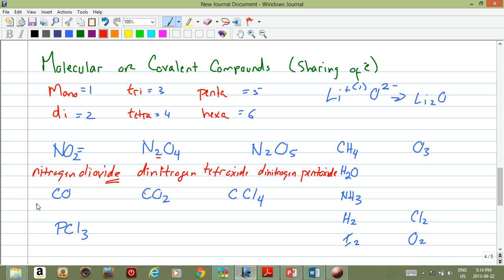This is carbon monoxide. This is carbon dioxide. So you notice that if the first element has only 1, you don't need to write mono. It's implied that if you don't say mono for the first element, there's only 1 of them. Okay. This one is carbon tetrachloride. Okay, and this last one over here is phosphorus trichloride.